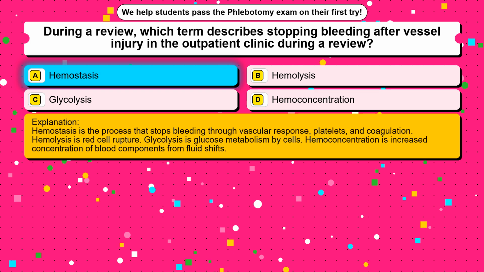Hemostasis is the process that stops bleeding through vascular response, platelets, and coagulation. Hemolysis is red cell rupture. Glycolysis is glucose metabolism by cells. Hemoconcentration is increased concentration of blood components from fluid shifts.